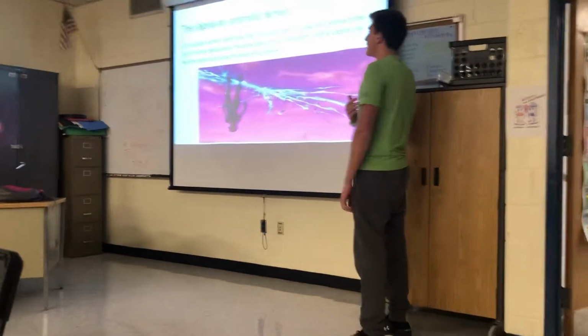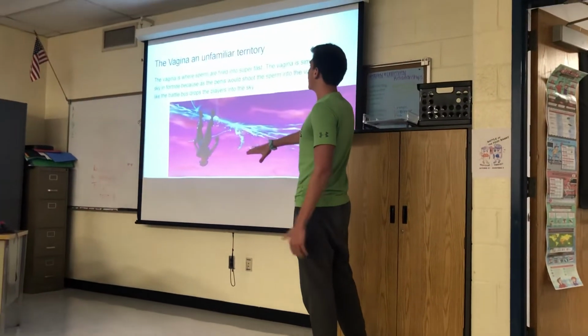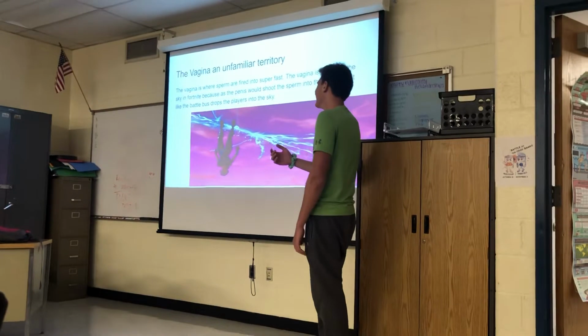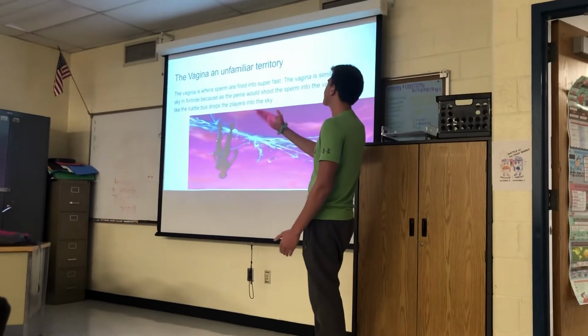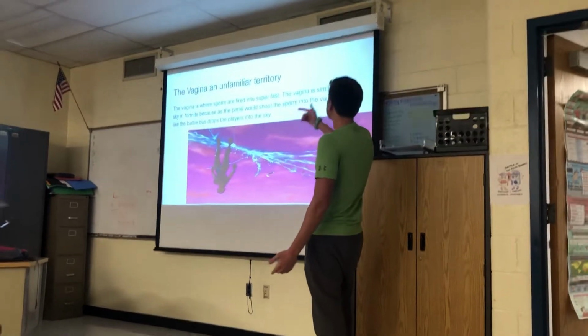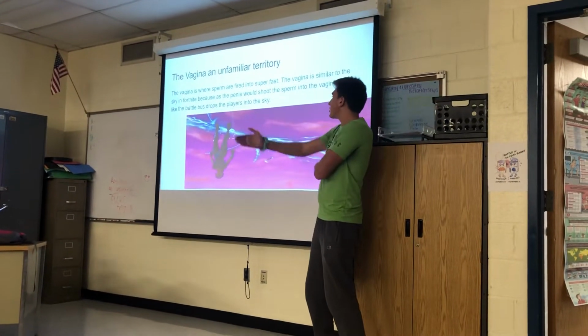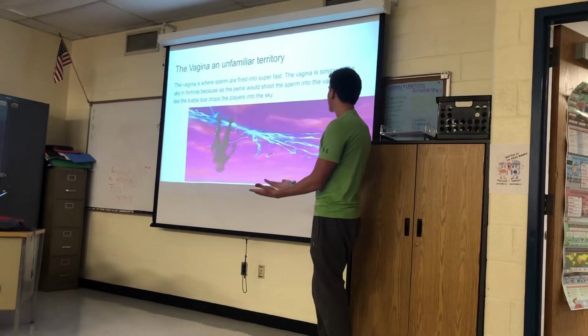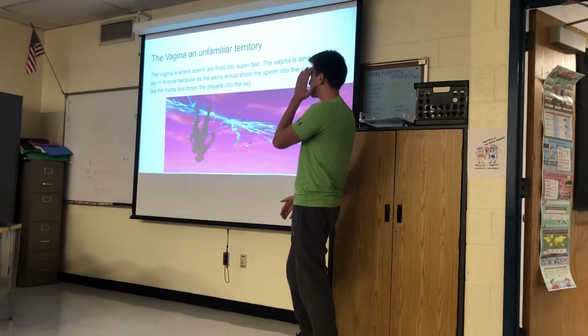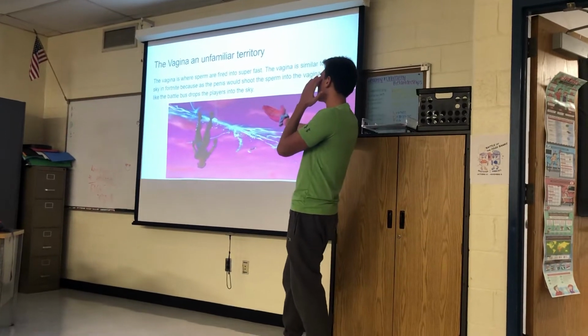Okay. The vagina, an unfamiliar territory. The vagina is where the sperm are fired into, super fast. The vagina is similar to the sky in Fortnite because just as the penis would shoot the sperm into the vagina, just like your grammar is so bad. I know. Just like the battle bus drops the players into the sky.